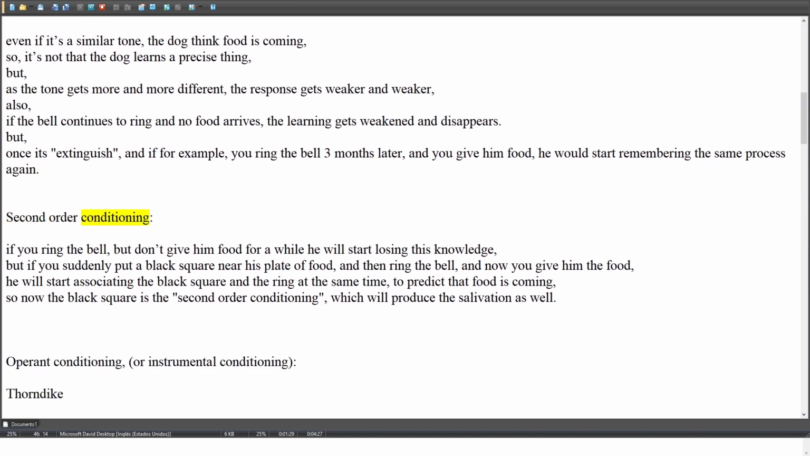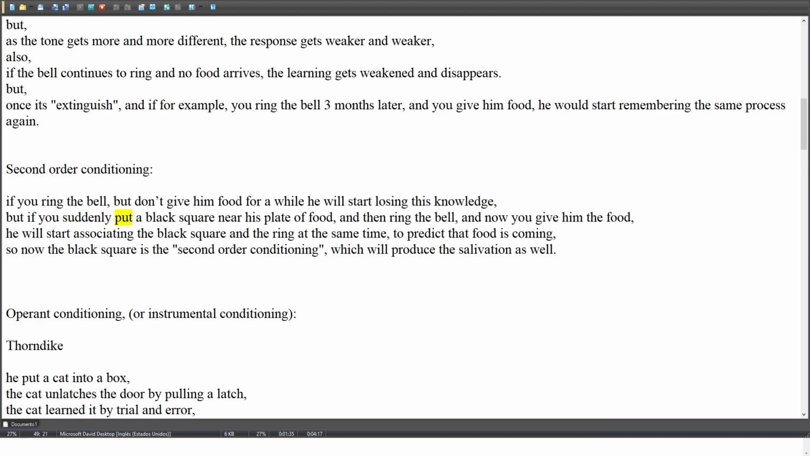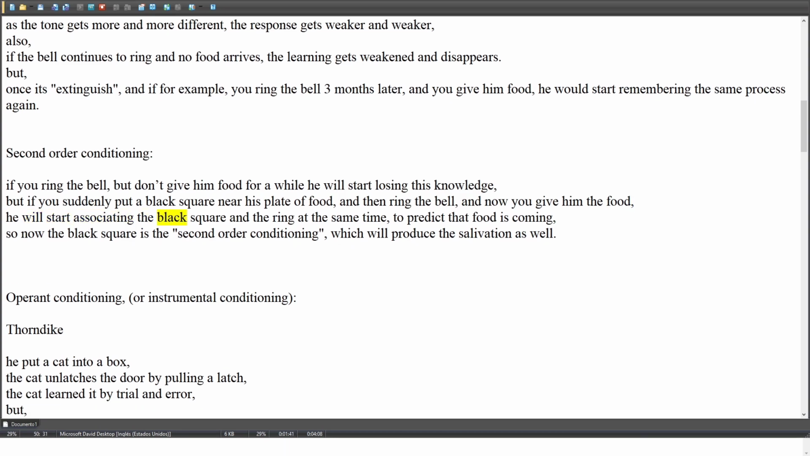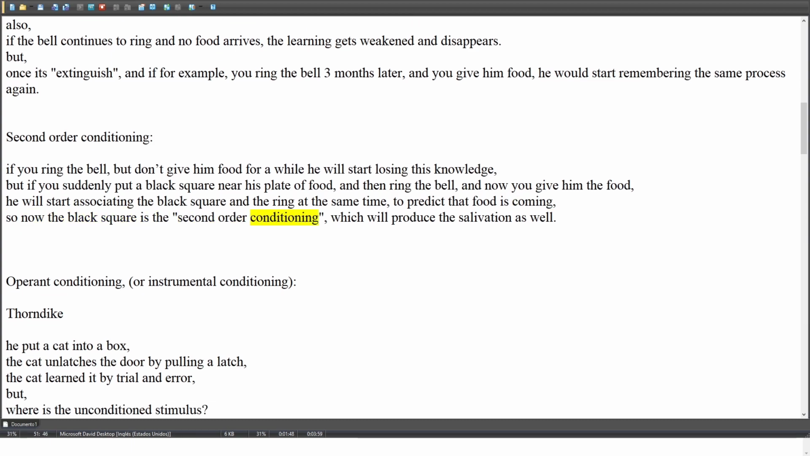Second order conditioning. If you ring the bell but don't give him food for a while, he will start losing this knowledge. But if you suddenly put a black square near his plate of food, and then ring the bell, and now you give him the food, he will start associating the black square and the ring at the same time, to predict that food is coming. So now the black square is the second order conditioning, which will produce the salivation as well.